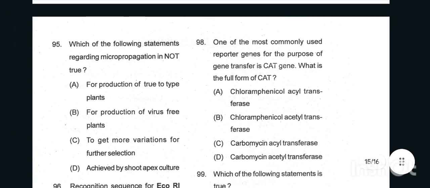One of the most commonly used reporter gene for the purpose of gene transfer is CAT gene. What is the full form of CAT? It is your chloramphenicol acetyl transferase. Option B is your correct one.